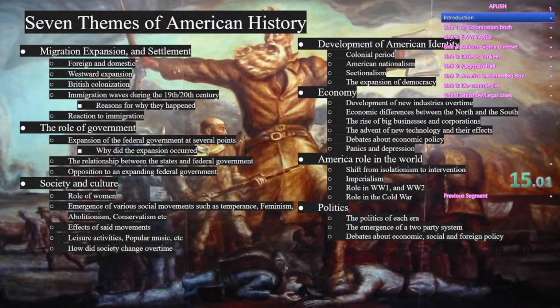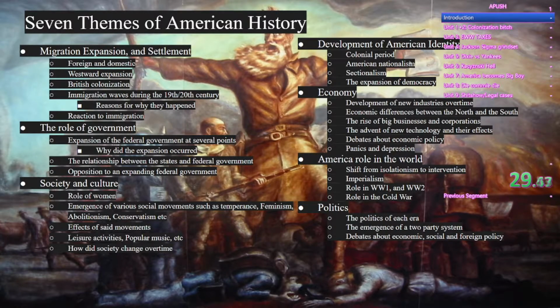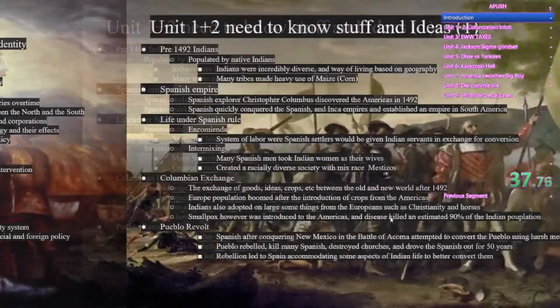Now, when it comes to studying American history, you should probably remember these 7 themes. I would say these are pretty good reference points for just remembering stuff. So that would be migration, expansion, settlement, role of government, society and culture, development of American identity, how the economy changed over time, America's role in the world, and politics. So, yeah, without further ado, let's go.